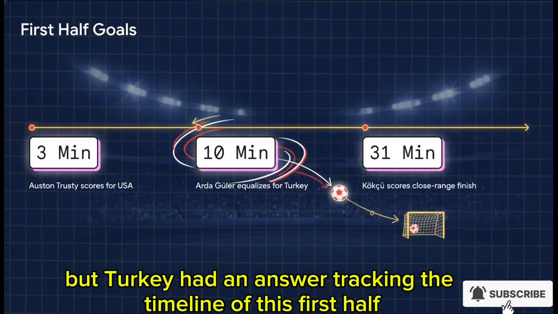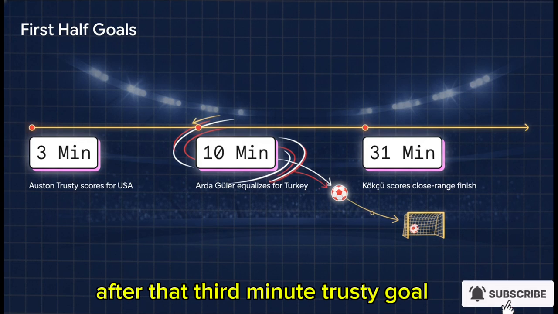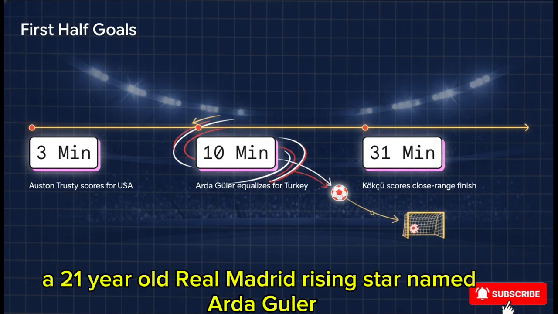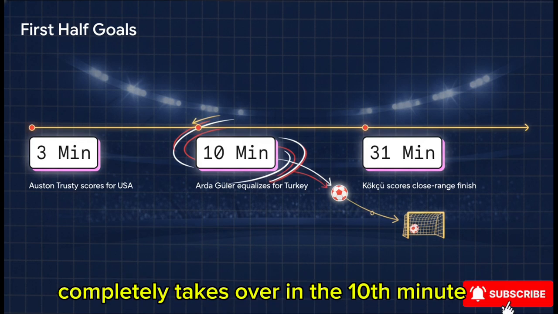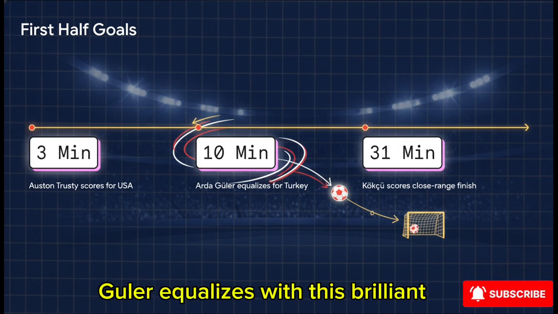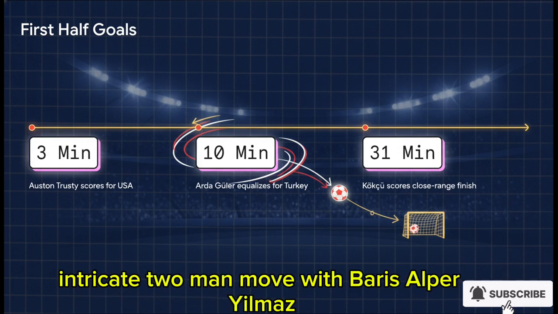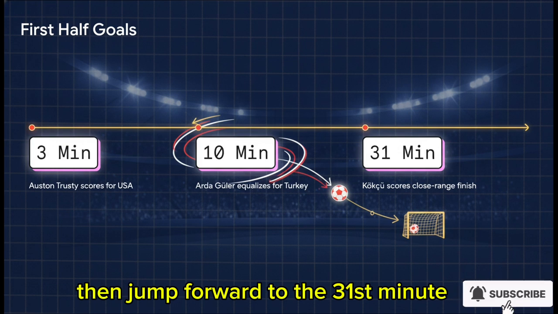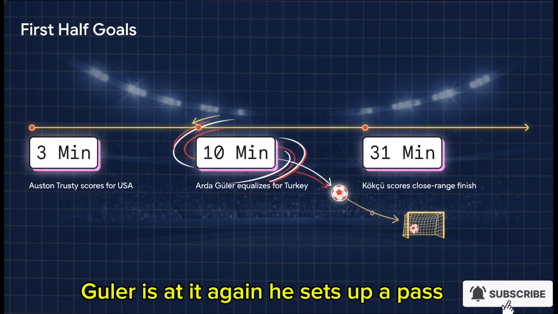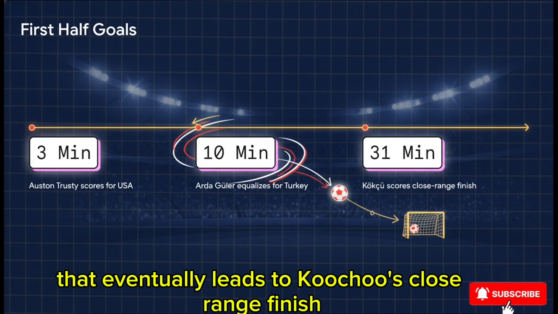Tracking the timeline of this first half. After that 3rd-minute Trusty goal, a 21-year-old Real Madrid rising star named Arda Guler completely takes over. In the 10th minute, Guler equalizes with this brilliant, intricate 2-man move with Barış Alper Yilmaz. Then, jump forward to the 31st minute. Guler is at it again. He sets up a pass that eventually leads to Kukçu's close-range finish.